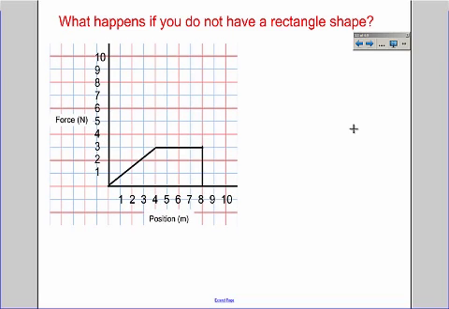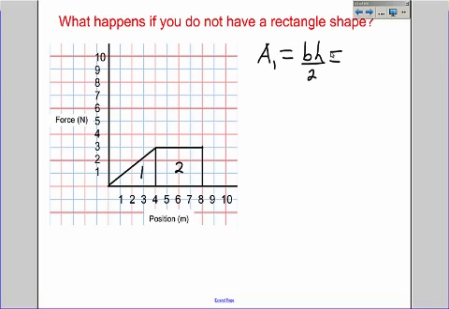This has a triangle and a rectangle in it, so we're going to do two separate calculations. We're going to break this up so that you have a triangle and a rectangle, and do them separately. I'm going to do two separate area calculations. The area for the triangle is going to be base times height divided by 2. Our newtons are 3 times 4 divided by 2. So we end up with 6.